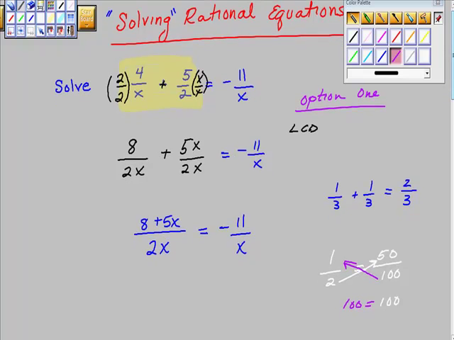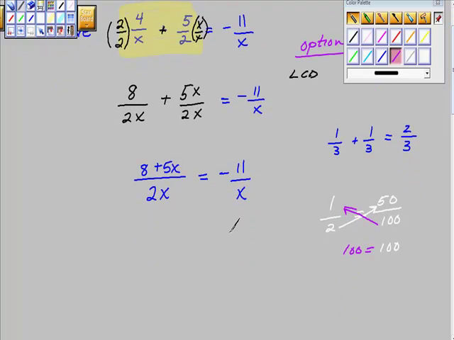All right, so here we go. A little bit more math here. We're almost done with option 1. So it looks like this. 2x times negative 11, we're cross multiplying this way, is negative 22x, isn't it? And then we have this x times this mess over here, so 8 plus 5x, isn't it?